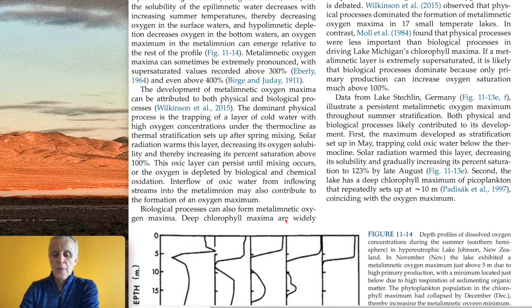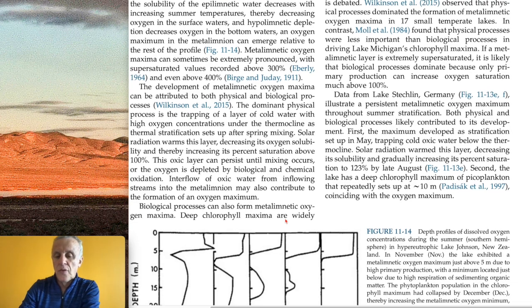The dominant physical process is the trapping of a layer of cold water with high oxygen concentration under the thermocline as thermal stratification sets up after spring mixing. Solar radiation warms this layer, decreasing its oxygen solubility and thereby increasing its percent saturation above. This oxic layer can persist until mixing occurs or the oxygen is depleted by biological and chemical oxidation. Interflow of oxic water from inflowing streams into the metalimnion may also contribute to the formation of an oxygen maximum.